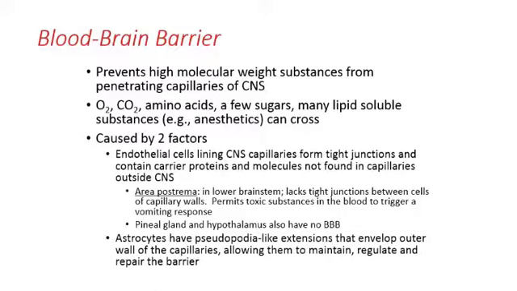And then the astrocytes, because they wrap around the blood vessels in the brain, have extensions that envelop the outer wall of the capillaries, further reinforcing them and making them less susceptible to leakage. That also helps the astrocyte maintain, regulate, and repair the blood-brain barrier if there's damage there.